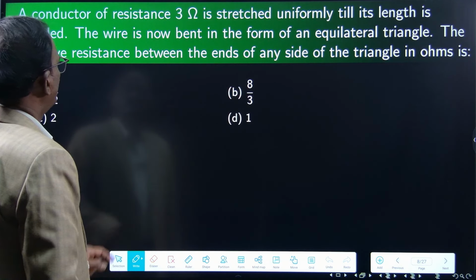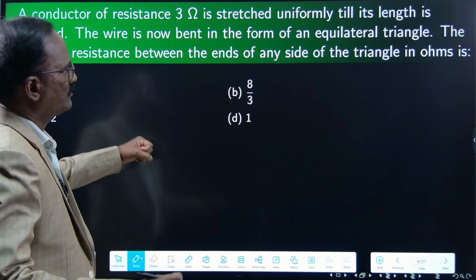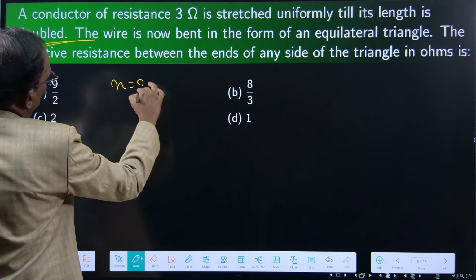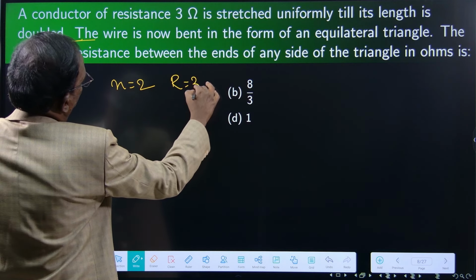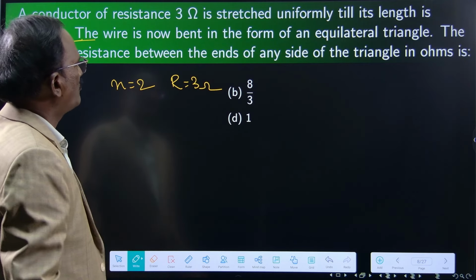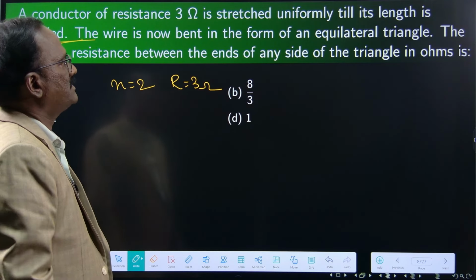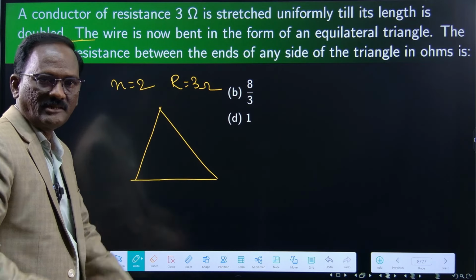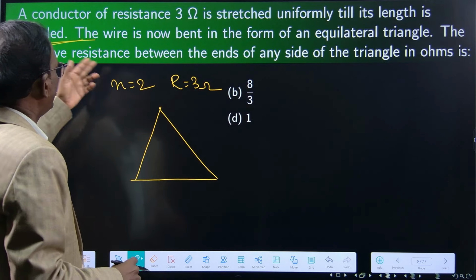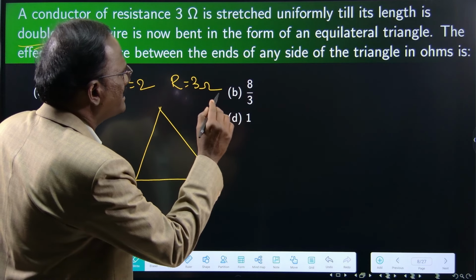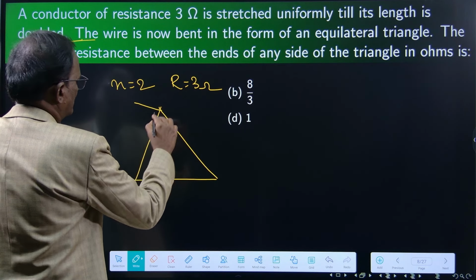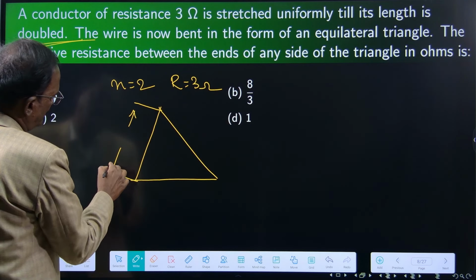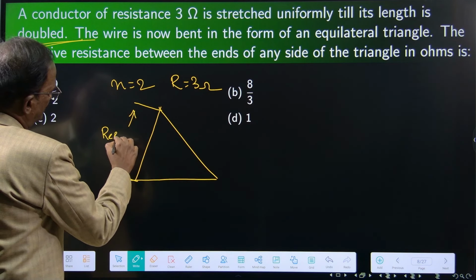So next, a conductor of resistance 3 ohm is stretched uniformly till its length is doubled. So n is equal to 2, R is equal to 3. The wire is now bent in the form of an equilateral triangle. The new wire is formed as an equilateral triangle. The effective resistance between the ends of any side of the triangle, this is one side. What is the effective resistance?